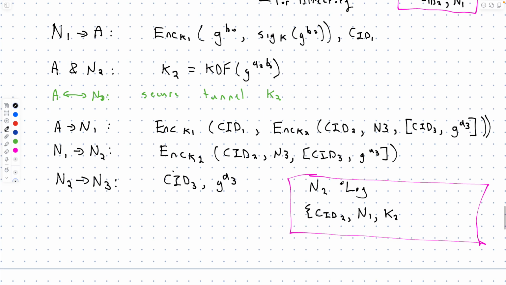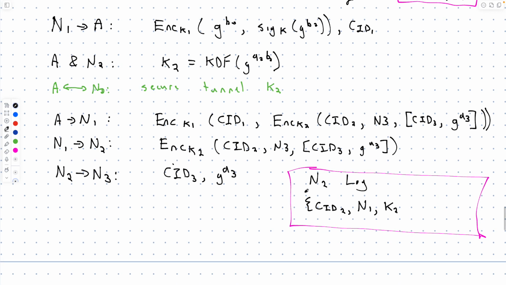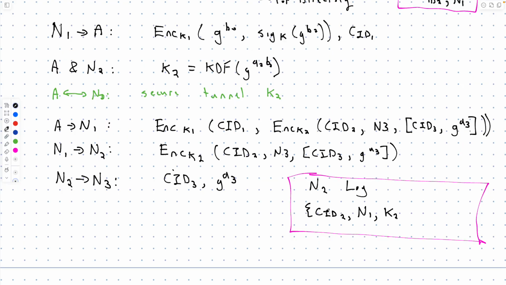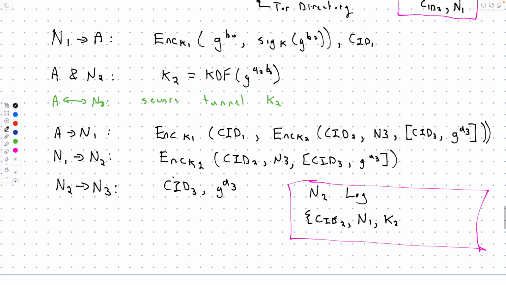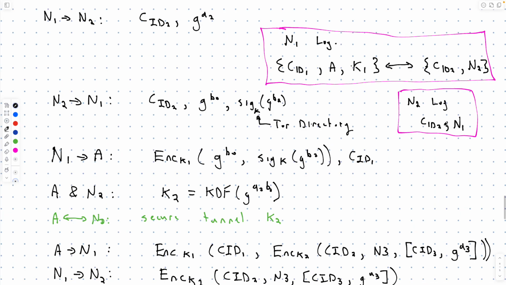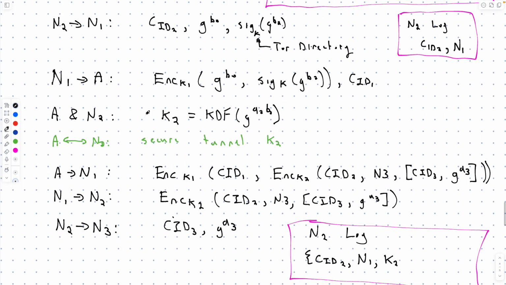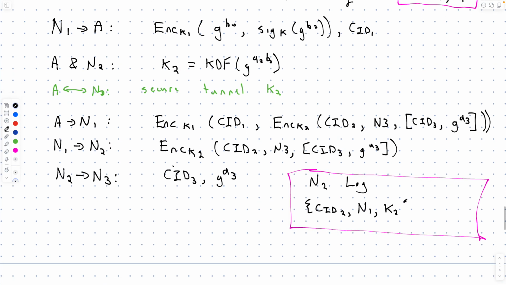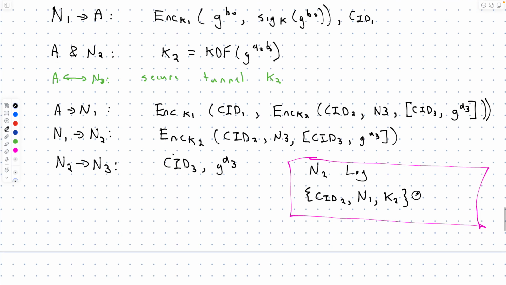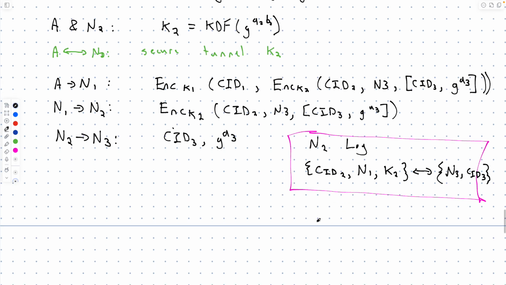So N2 will know we have CID2. We're getting it from N1. It already knew that. But what it now knows is it has a K2. So it can add the K2. And it knows that this traffic is going to N3, and when it goes to N3, it's going to be given CID3. Then N3 will complete the Diffie-Hellman and send it back to N2.